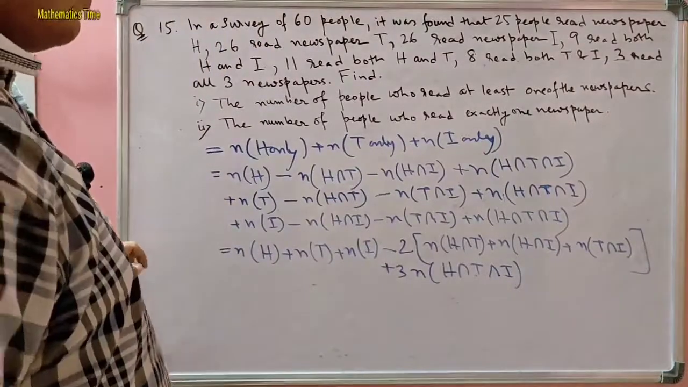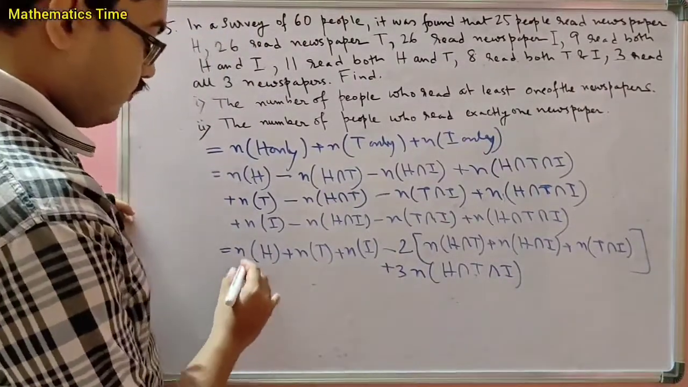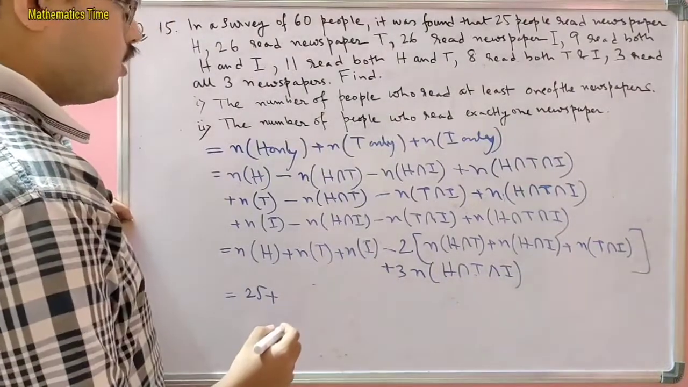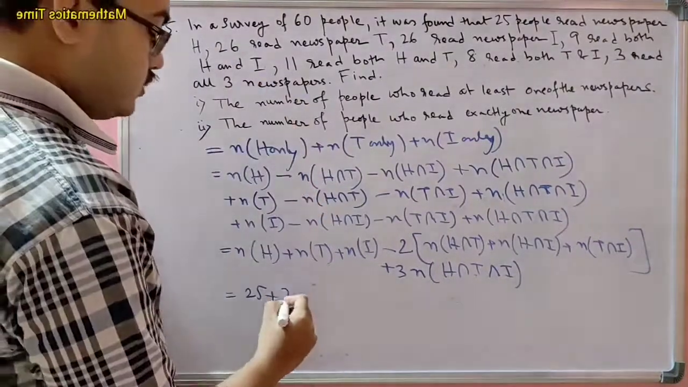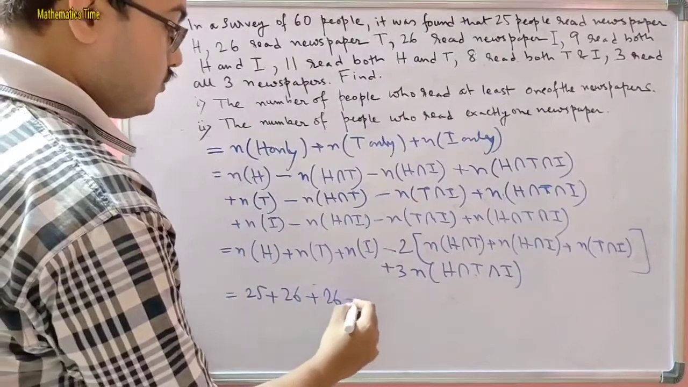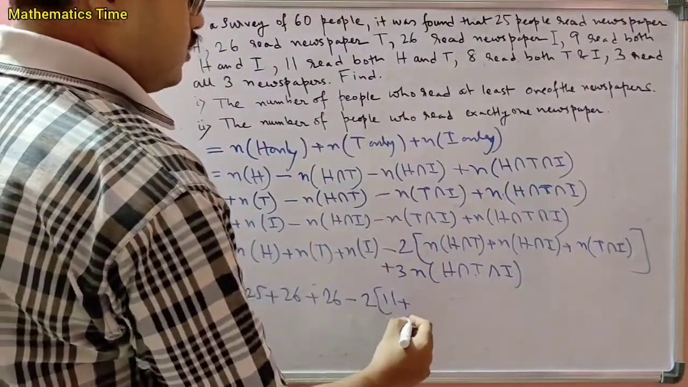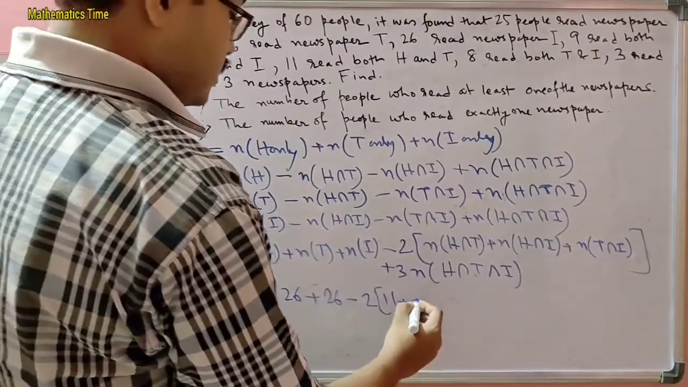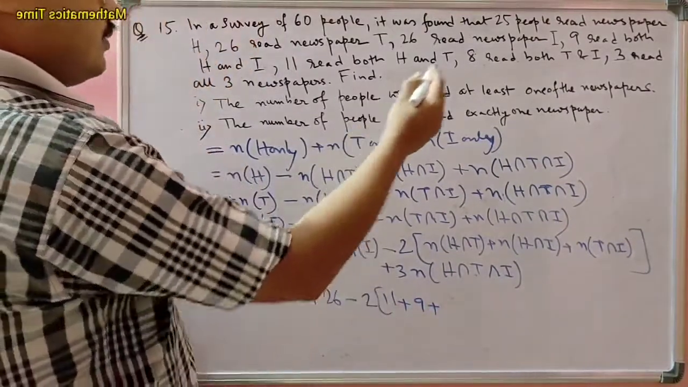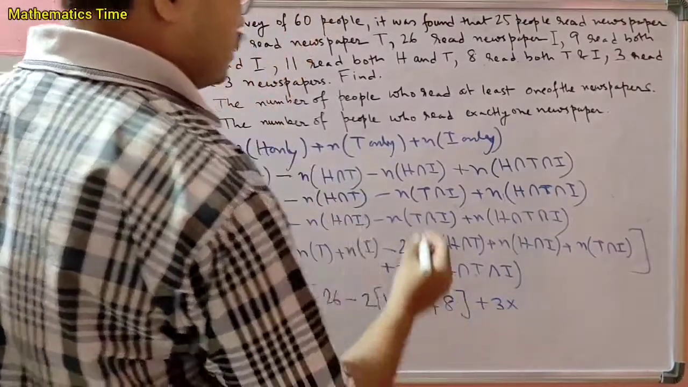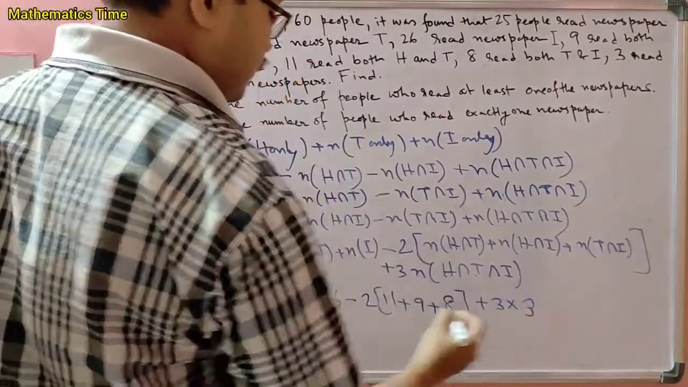So let's put the values. n of H is 25, n of T is 26, n of I is 26, minus 2. How many people read H and T? 11. How many people read H and I? 9. How many people read T and I? 8. And plus 3 into, how many people read all 3? It is 3. Very good.